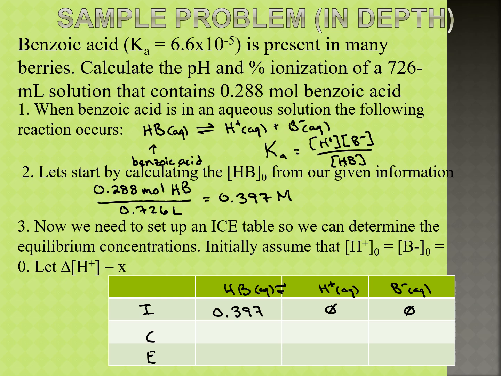Let's resort back to what we did in our equilibrium chapter when we didn't know anything. Let's just put them in as a single unknown. The HB has to be going down by some amount, which we're going to call X. The products are going up by that same amount, X. So we have 0.397 minus X, and we have X and X.